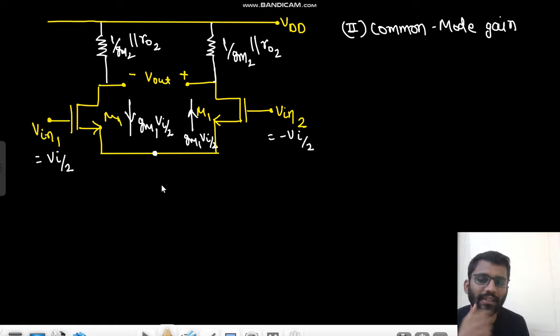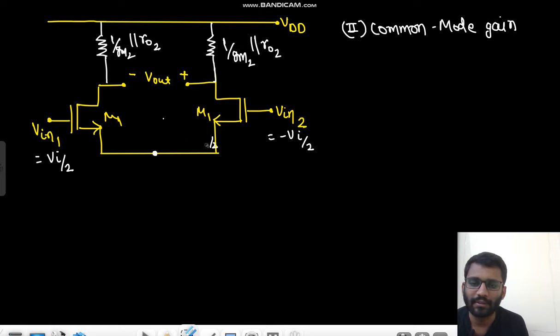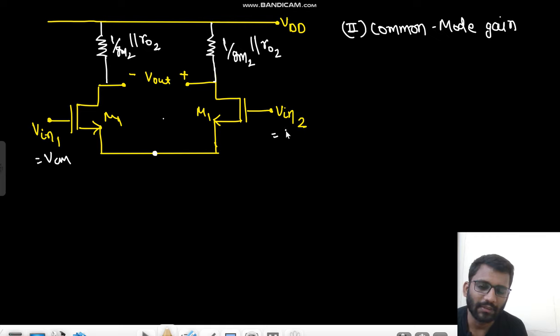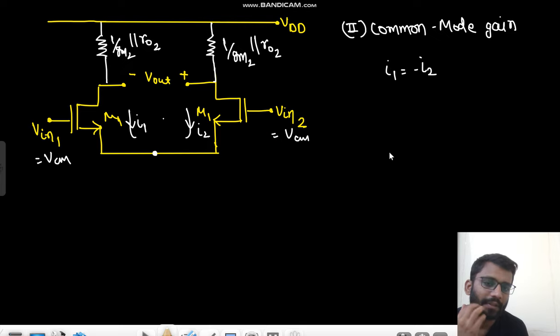So let's see the common mode gain now. So this will be open circuited, right? Here this will be open circuited, and instead of Vin by 2 and minus Vin by 2, we will have VCM. This is VCM, this is also VCM. Again the same concept. If this is I1 and this is I2, both will be equal and opposite, right?